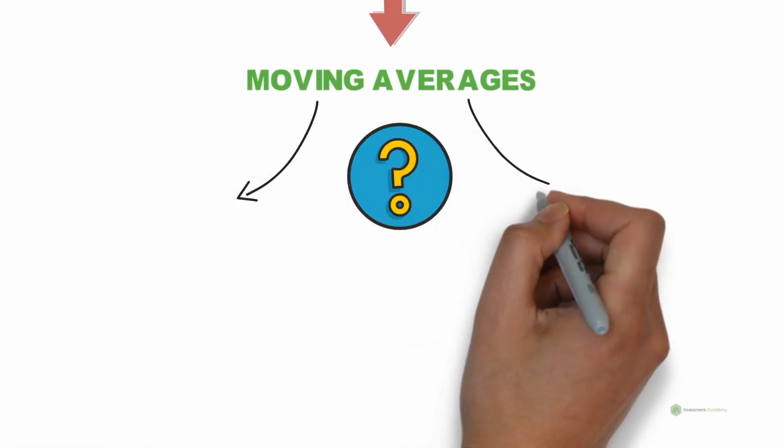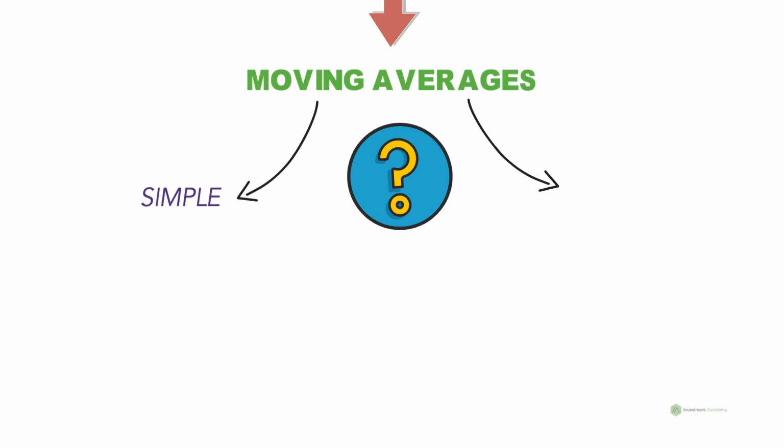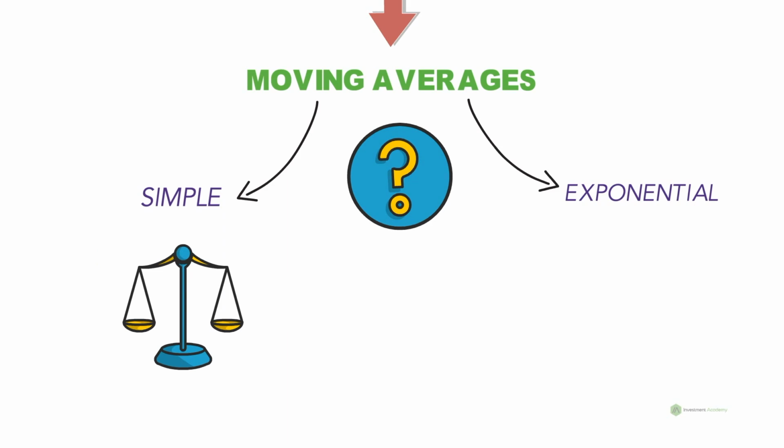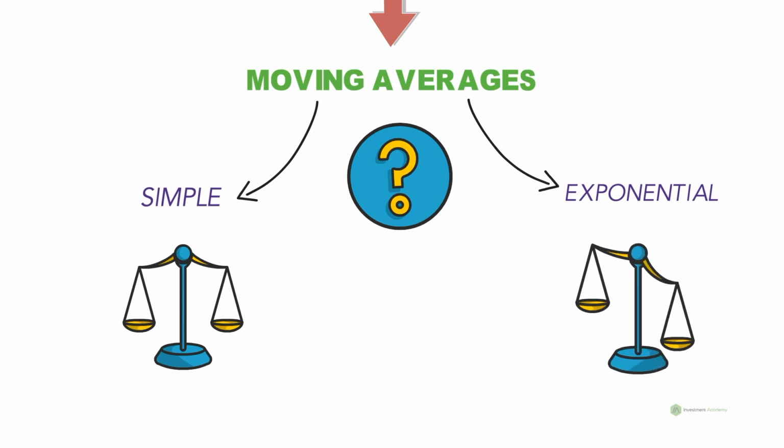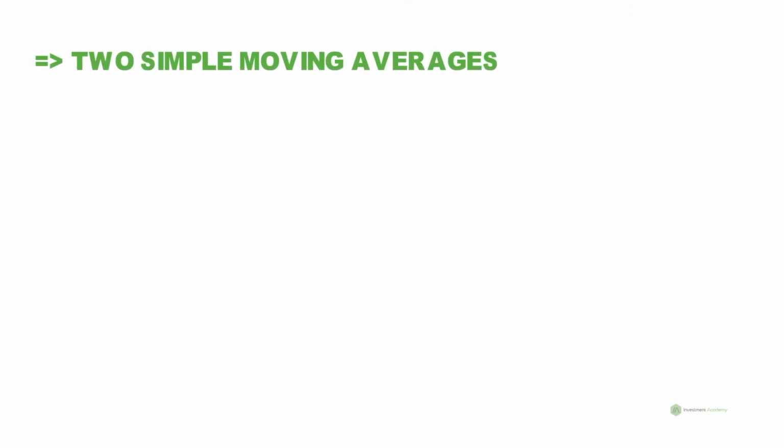There are two types of moving averages, simple and exponential. Both of them are almost similar, but simple moving average assigns equal weight to all values, whereas exponential moving average gives a higher weight to the recent values. Don't worry, you really don't have to understand what a moving average does. You just have to understand how to use it. So for long-term technical analysis, we will use two simple moving averages.